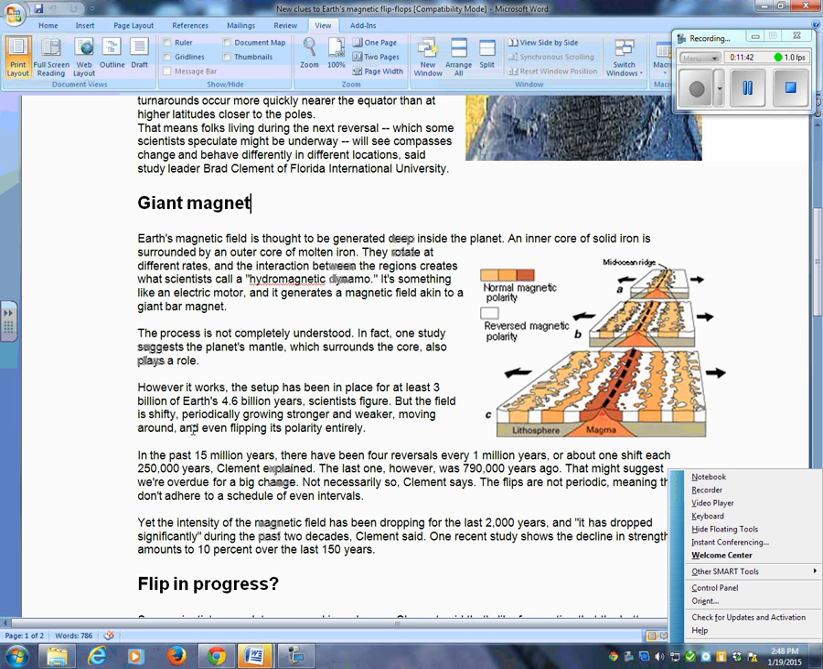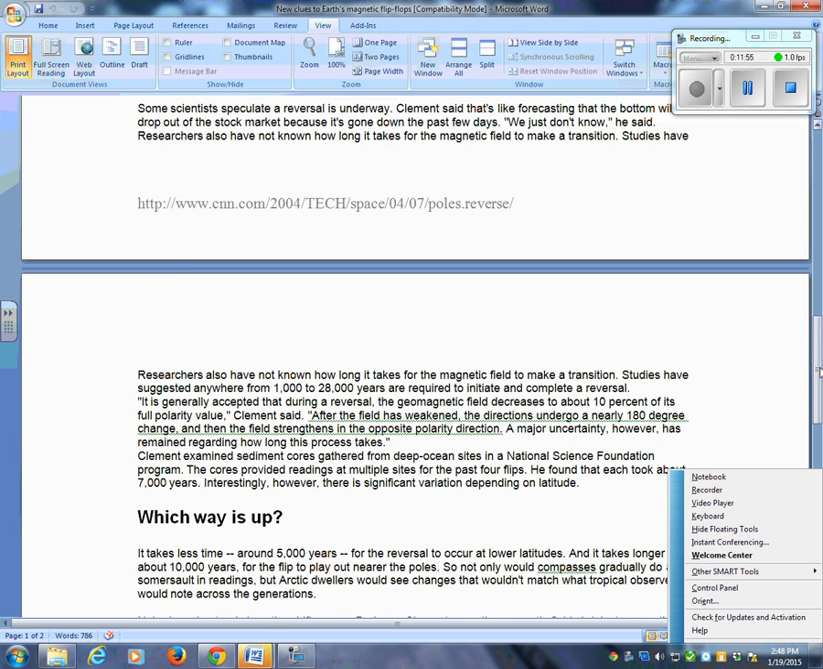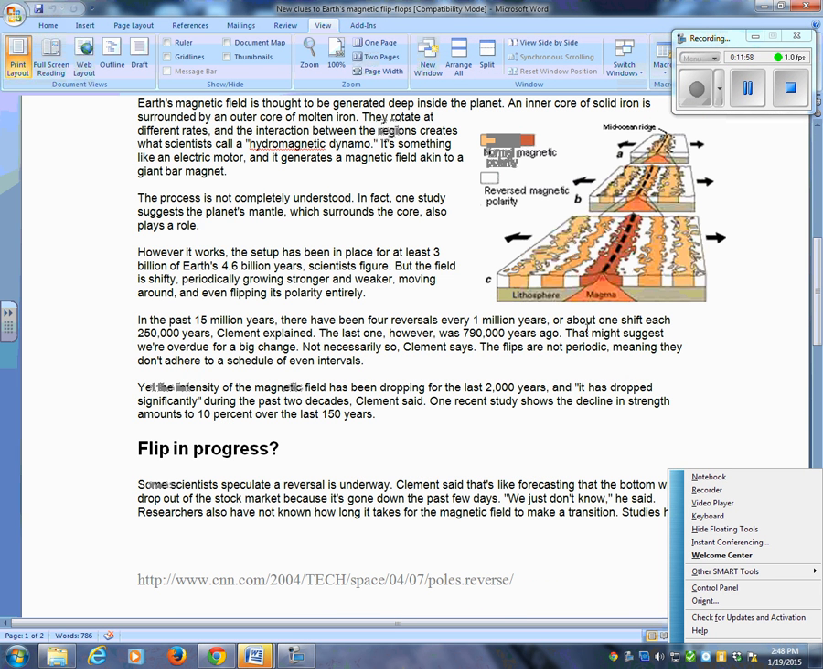But the field is shifty, periodically growing stronger and weaker, moving around and even flipping its polarity entirely. In the past 15 million years, there have been 4 reversals every 1 million years, or about one shift each 250,000 years. The last one, however, was 790,000 years ago. That might suggest that we're overdue for a big change. Likely, but not necessarily so.